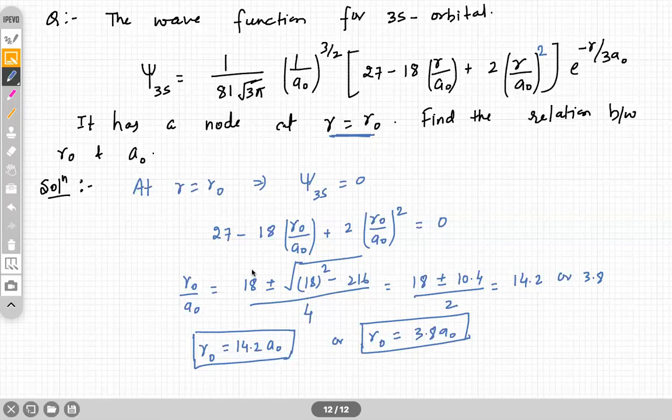This is the simplest one. Don't think about this equation. It is not there in our syllabus, right? Just focus on the fact that it is talking about a node at this point. So at a node, psi value would be zero. So when you substitute r equals r naught here, this becomes a node and psi would be zero. When you substitute zero, all these things will go, only this thing is left. Then you solve this, simple. When you solve this, you'll probably get it. I haven't solved it. You cross check it. The value I have written directly here.